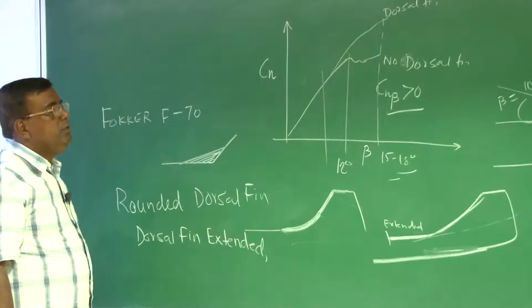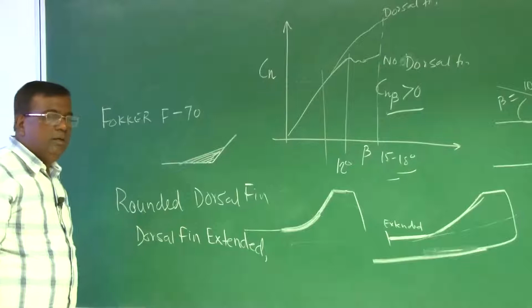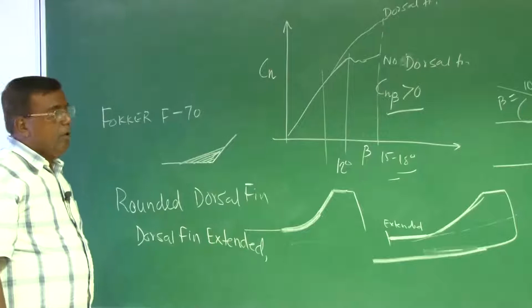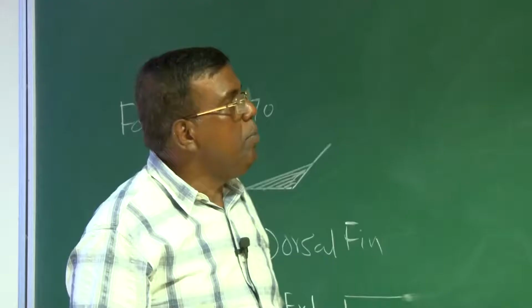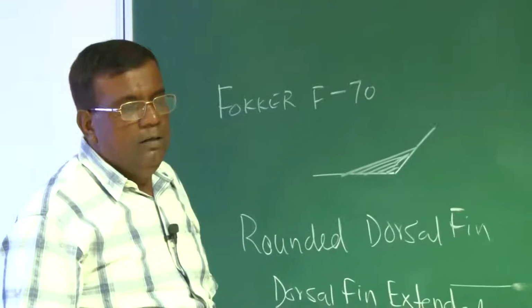The primary reason is to ensure that at high side slip angle, you should be able to generate a vortex, which should help in delaying the vertical tail stall, right? I'm just continuing with the advantage of the dorsal fin, or how the dorsal fin has been used.